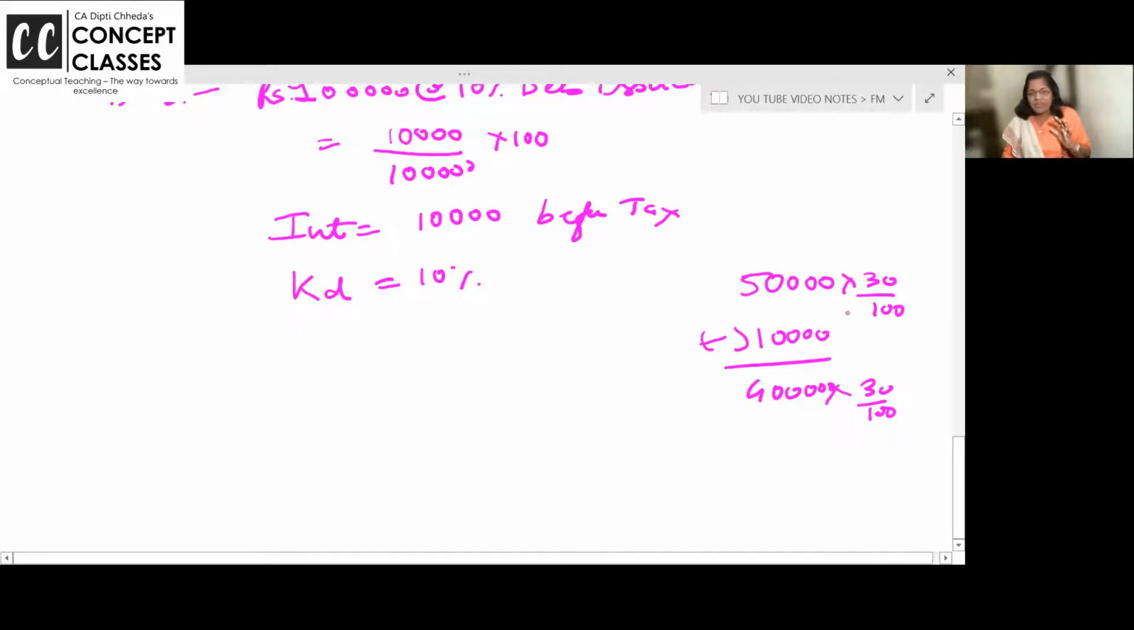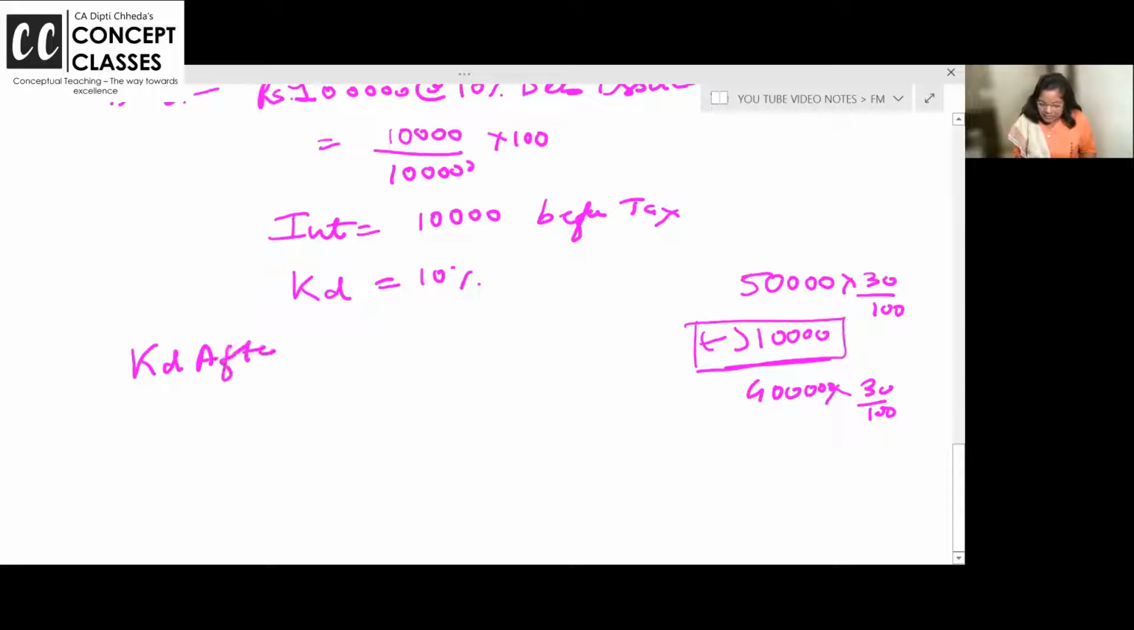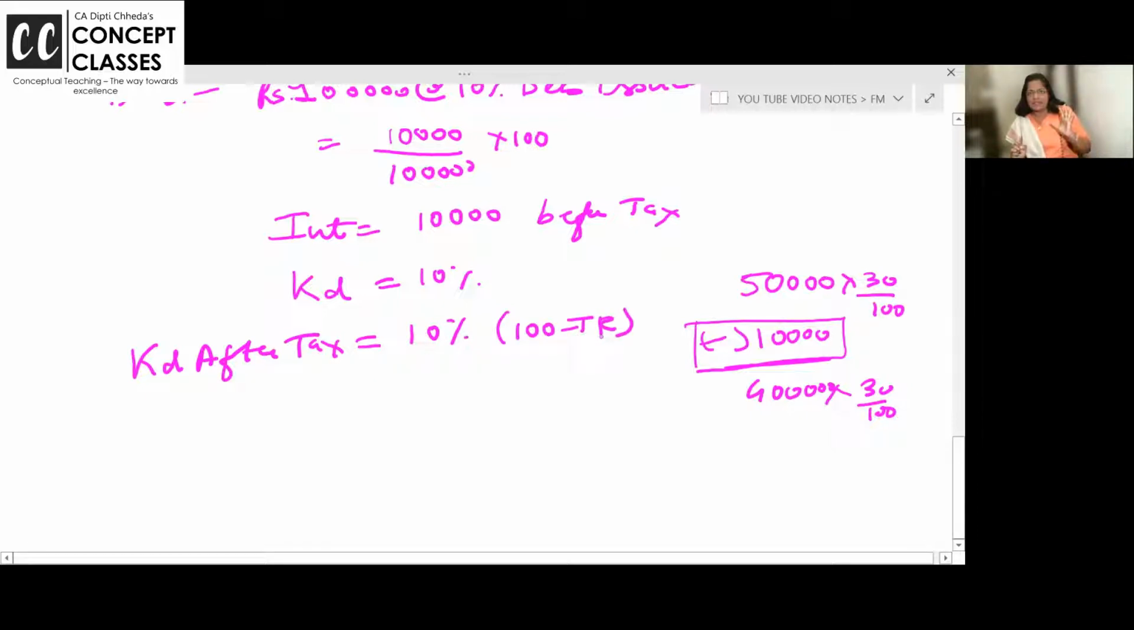Earlier you were paying 50. So this 10,000 interest is allowed as business expense. So am I saving 30% tax? Yes. So now what is my KD after tax? What is my cost after tax? Then can I write 10%, 100 minus tax rate?